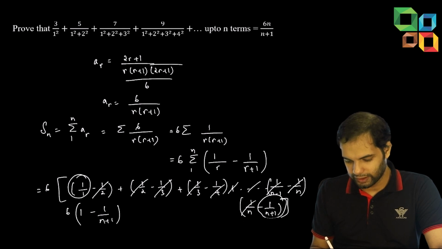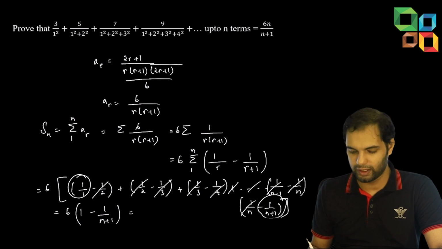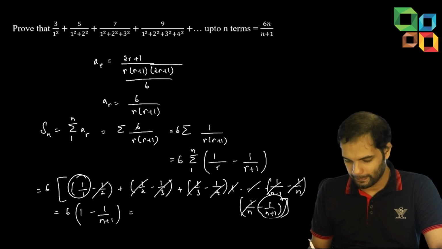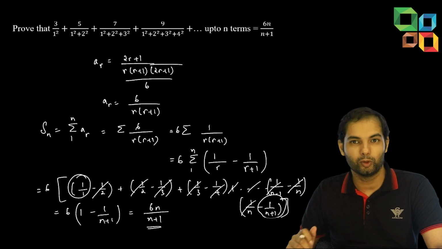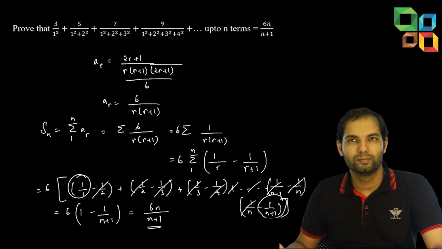Is it fine? Now you can take the LCM. It's n plus 1 minus 1. Oh, okay. We are getting something different. So n, sorry. 6n by n plus 1. So here I have to multiply 6 later. So you can write n plus 1 minus 1. So 1 and 1 will get cancelled. You get 6n by n plus 1. Is it fine?